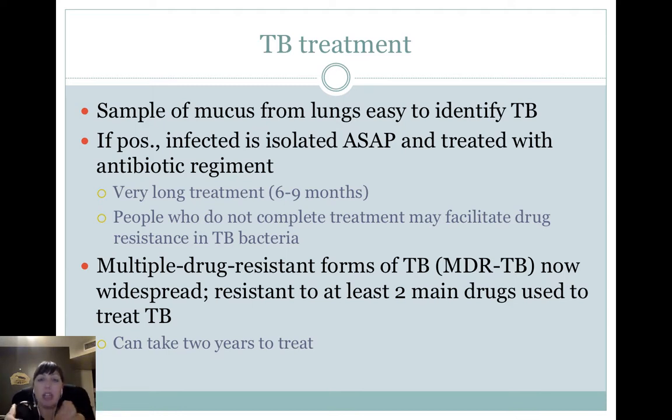Okay, so to treat TB, a sample of mucus from the lungs easily identifies tuberculosis. And if it's positive, the infected person has to be isolated ASAP and treated with a pretty strong antibiotic regimen. And it's pretty long at 6 to 9 months. So people who don't complete the treatment may facilitate drug-resistant TB bacteria. So as always, when you go into an antibiotic treatment, it's very important to finish it. Multiple drug-resistant forms of TB exist, and they are resistant to at least 2 main drugs used to treat it. So with this, it can take 2 years to treat.